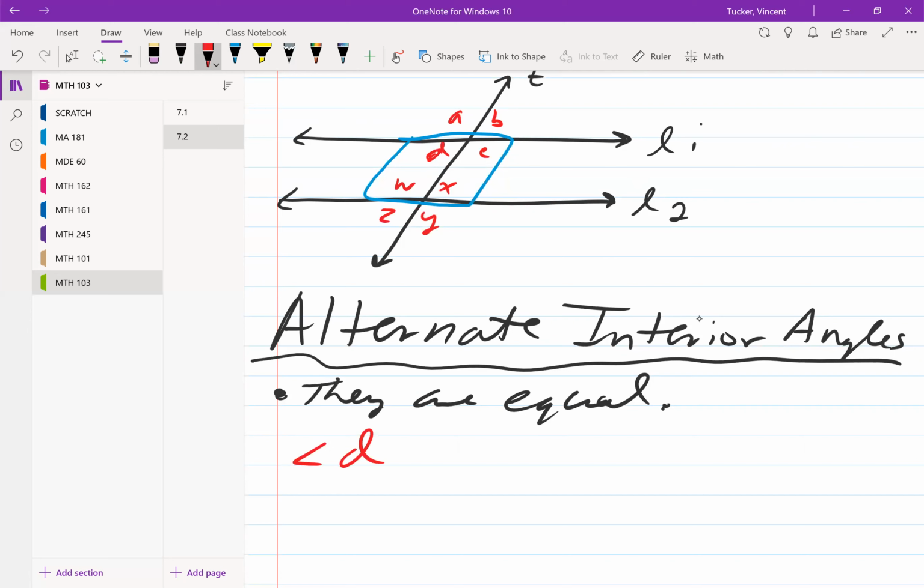Angles D and X are equal. They're on alternate sides of your transversal. And angles C and W are alternate interior angles. They're on the inside, like I said. These four are your inside angles, inside the creation of your parallel lines, and they're on alternate sides of your transversal. So D and X, C and W.